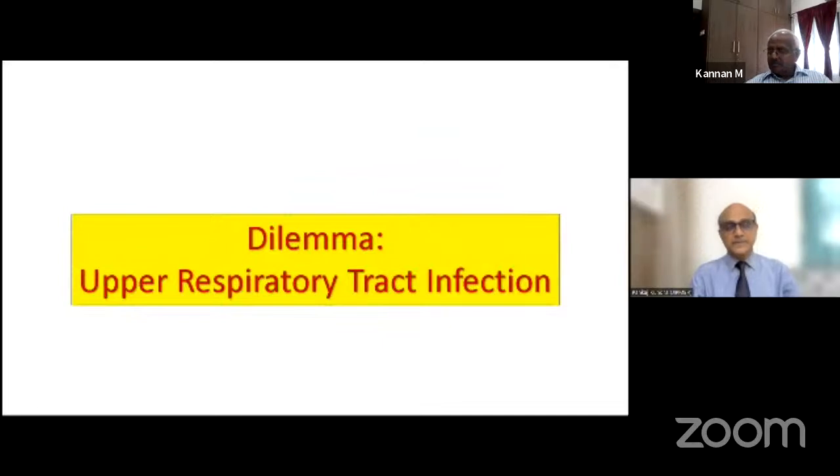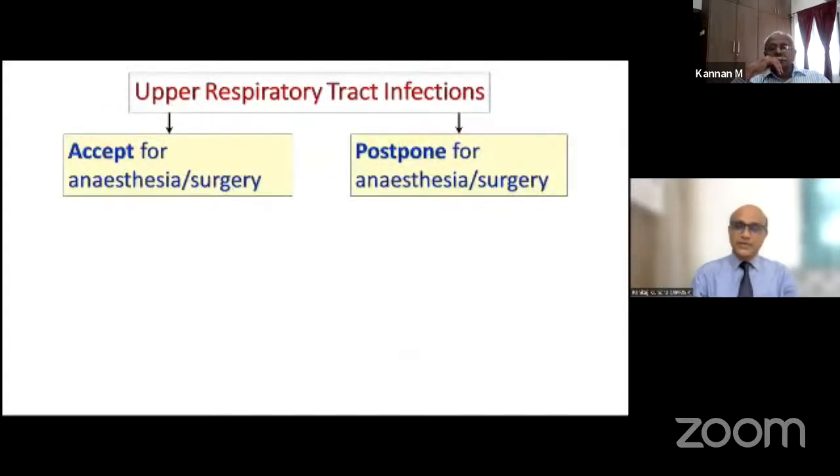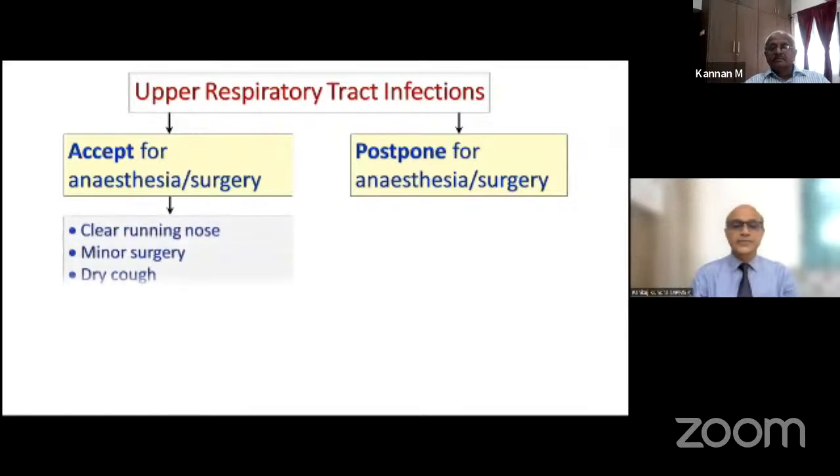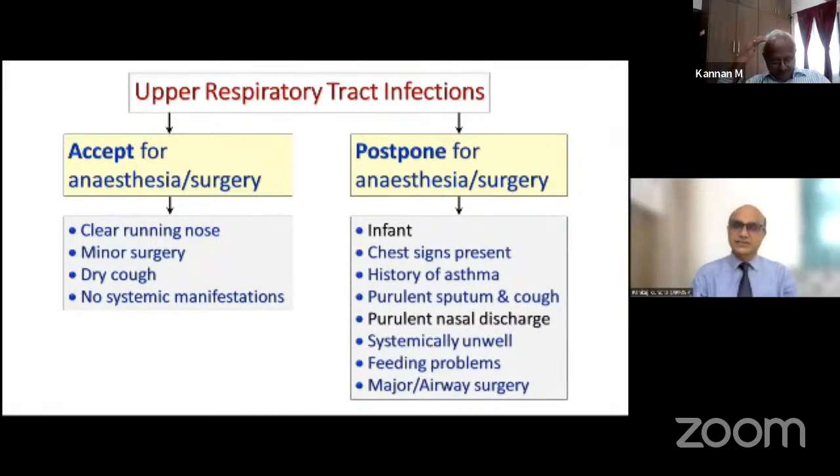The second dilemma is when a child presents to you with upper respiratory tract infection. Now, when we look at this child preoperatively, the broader point under which you will categorize is whether you can reschedule the surgery or you can continue with the surgery. How do we distinguish whether we should accept the child for anesthesia and surgery or postpone? If the child has a clear running nose, it's a minor surgery and it's only an occasional dry cough with no systemic manifestations or constitutional symptoms, then it is possible that you can accept the child for surgery.